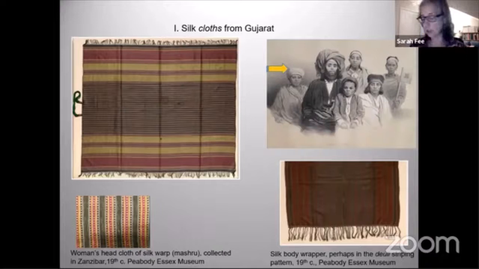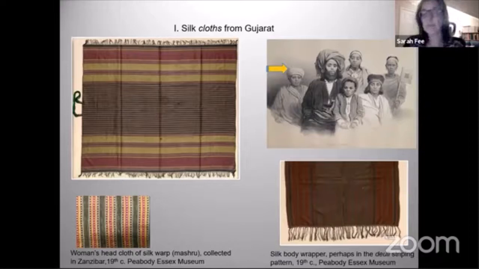So on the left, what you can see is mashru. That's a mixed cotton and silk with the silk warp and the cotton weft, made so that the silk is pushed to the surface. If you look in the upper right, you can see a picture of a mid-19th century Swahili family. So this would have been the type of silk head wrap that an elite Swahili woman might wear.